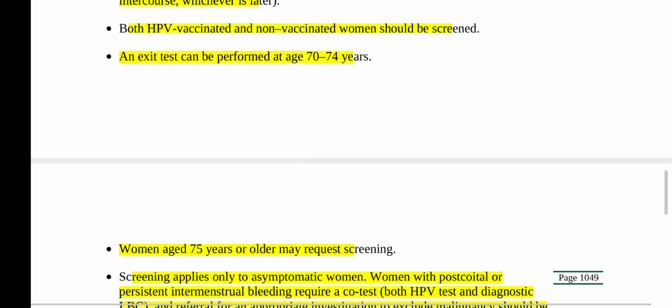An exit test should be performed at age 70 to 74 years. This statement should be clear: if the last HPV screening test has been performed at age 70 years, then there is no longer a recommendation for further screening testing, unless she requests it. Otherwise, at the age of 70 years, her screening test will be the last test for screening purposes, because they are doing screening every 5 years.